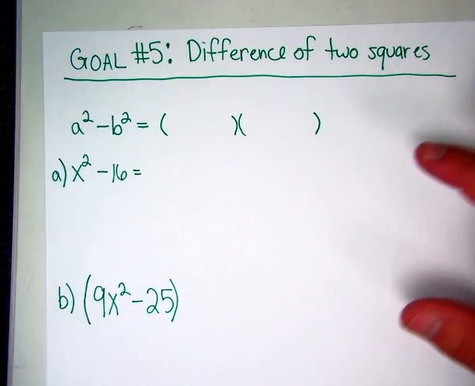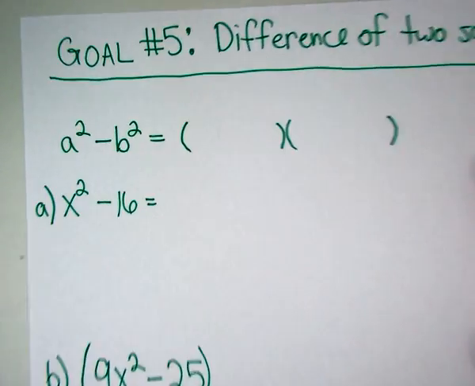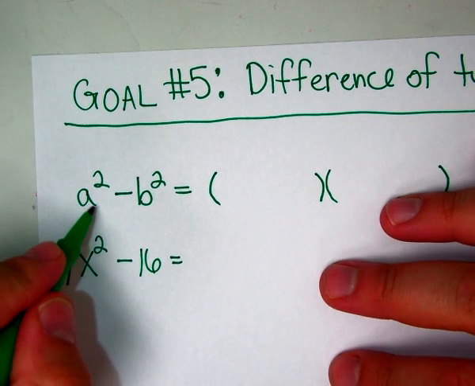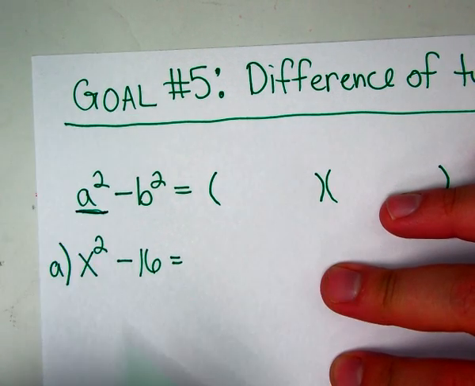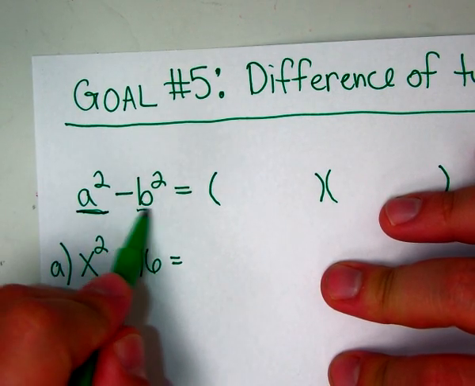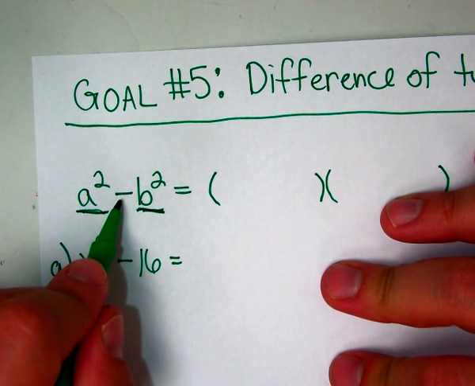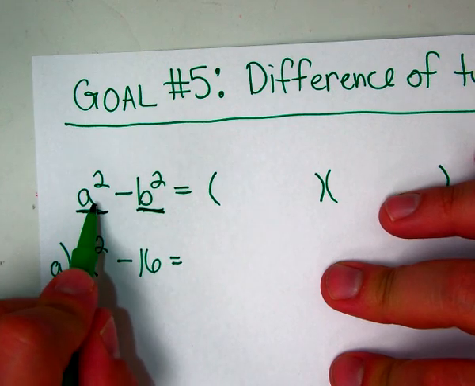So in order to do difference of two squares, let's look first at the formula that's needed. What we're looking at is this: a squared minus b squared. We call it the difference of two squares because whatever value we have in this first spot has to be a perfect square, and whatever we have in the second spot has to be a perfect square. If we have a minus here, then this is the difference of two perfect squares.